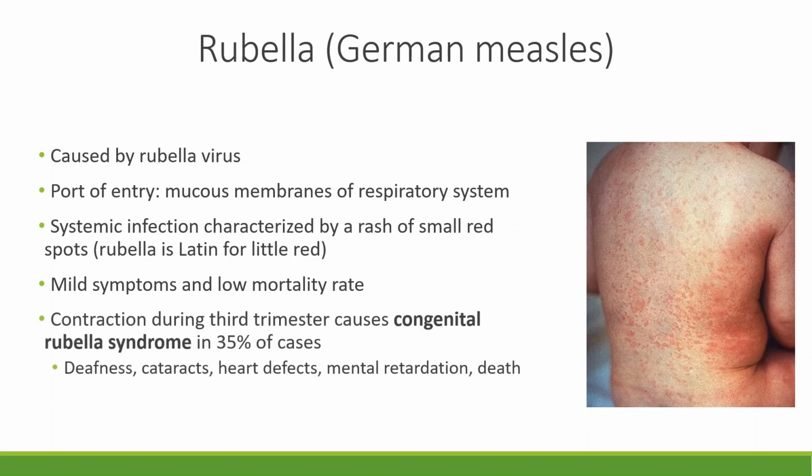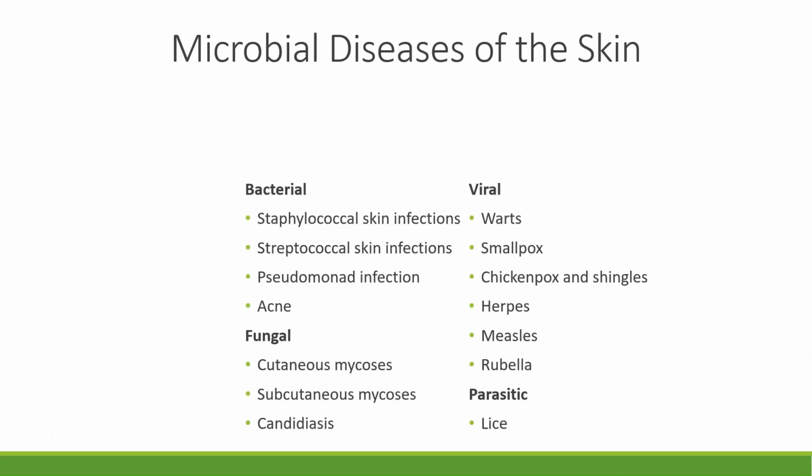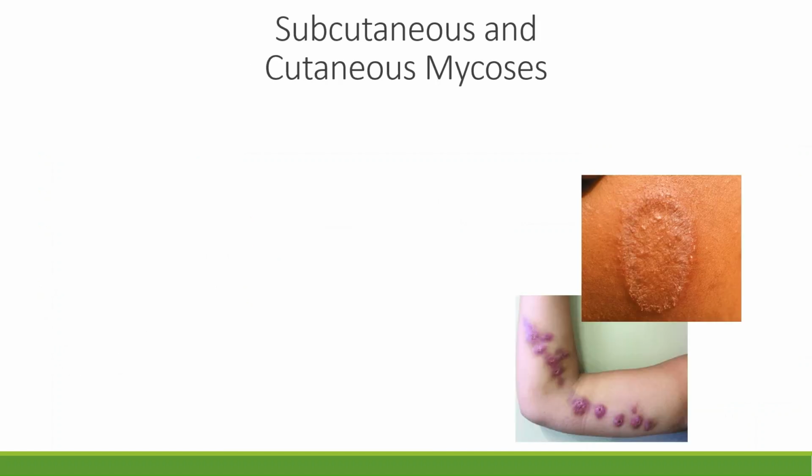Contraction during the third trimester can cause congenital rubella syndrome in 35% of cases, and this can lead to deafness, cataracts, heart defects, mental retardation, and even death. And that covers our viral skin diseases. Let's go over fungal skin diseases and parasitic skin diseases pretty briefly here.